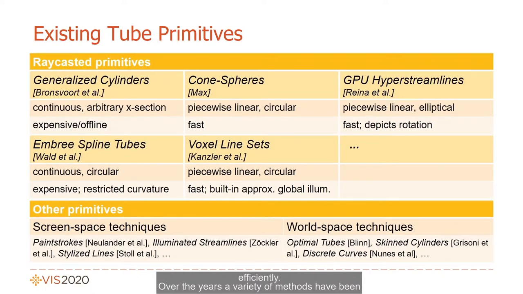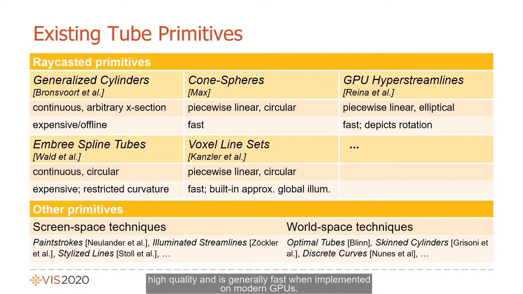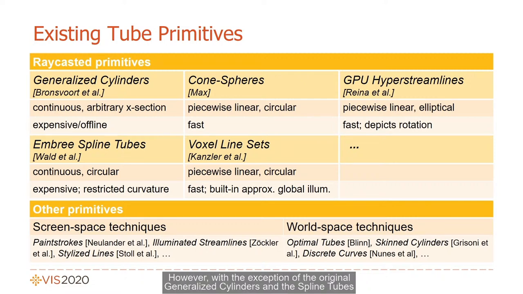Over the years, a variety of methods have been proposed, offering tube primitives with various trade-offs between rendering speed and visual fidelity. Most relevant to our method are primitives that define a way to raycast the tube surface. Raycasting naturally reproduces surfaces in high quality and is generally fast when implemented on modern GPUs. However, with the exception of the original generalized cylinders and the spline tubes offered by the pre-raytracing kernels, these methods still require dense sampling to accurately depict high curvature in the data, especially when the curve is observed from a close distance. This is because they are linear in between samples to obtain lower order surface descriptions that can be raycasted efficiently. Tessellation-based techniques are similarly affected, and Wald-based tessellation in particular might end up with a large amount of geometry.